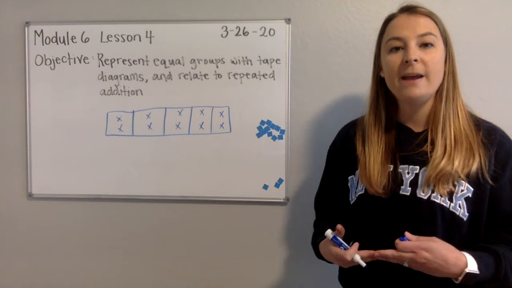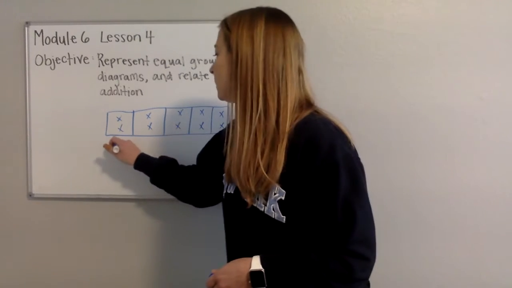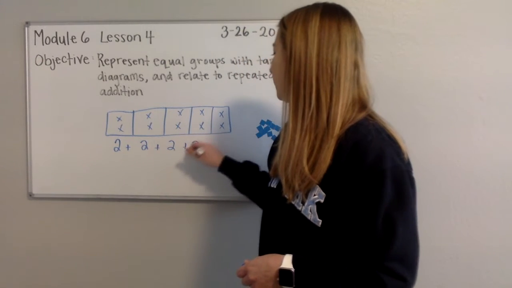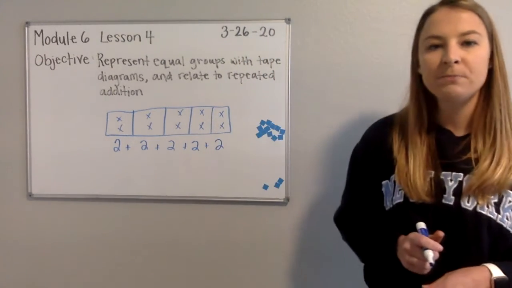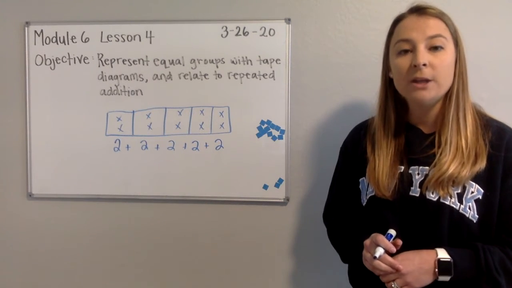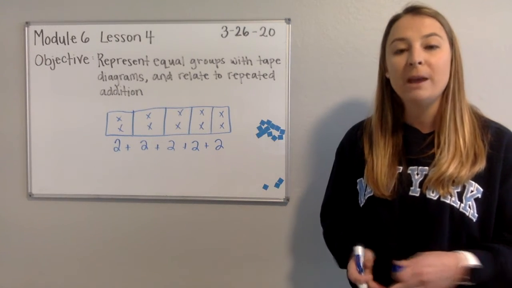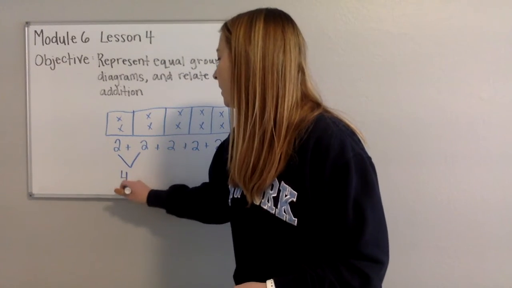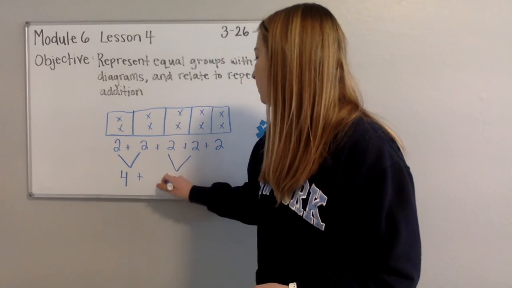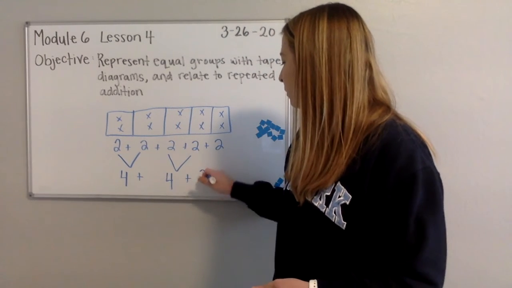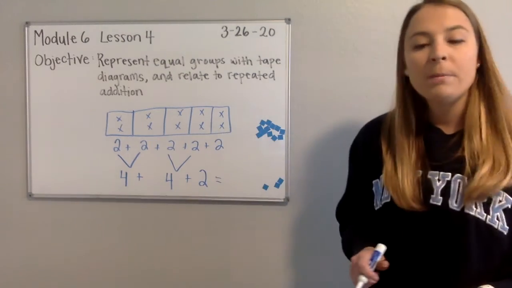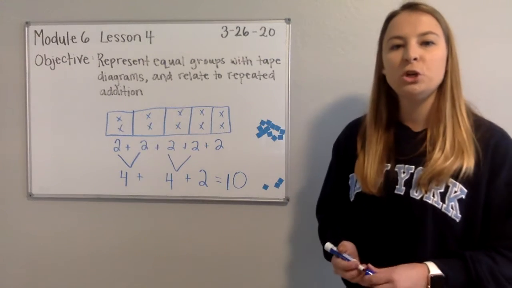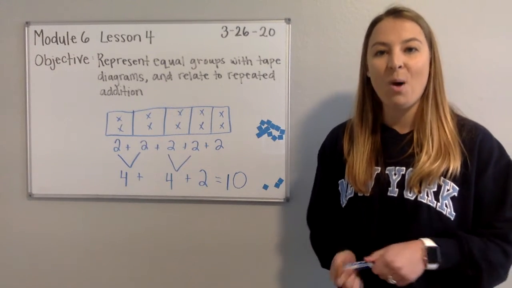I can drop below and include my repeated addition sentence. 2 plus 2 plus 2 plus 2 plus 2. I could add these up if I wanted to. I'm going to come below and make a more efficient repeated addition sentence. I know 2 plus 2 makes 4, plus 2 plus 2 makes 4, plus my leftover 2. 4 plus 4 makes 8, plus 2 more makes 10. My 5 groups of 2 has a total of 10 altogether.